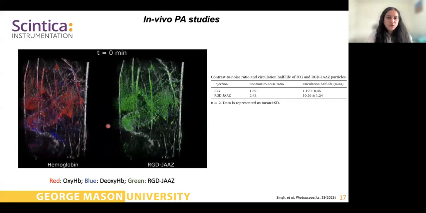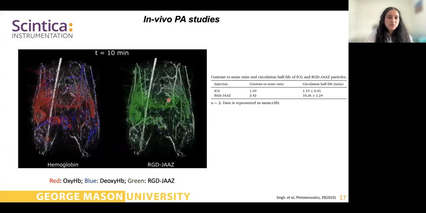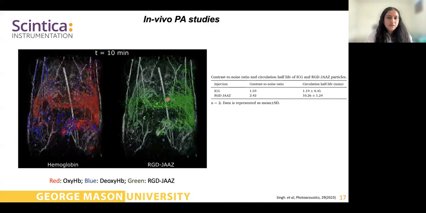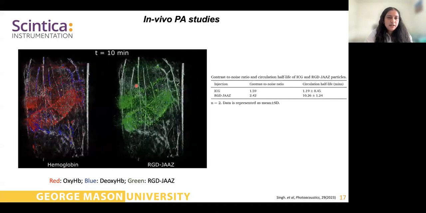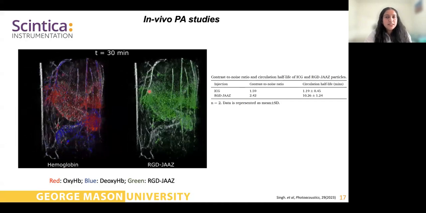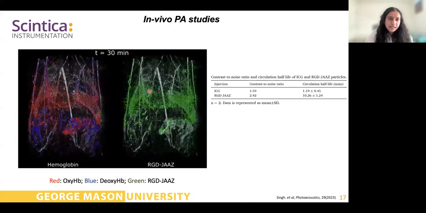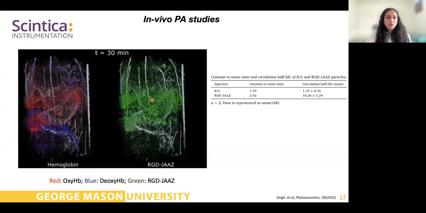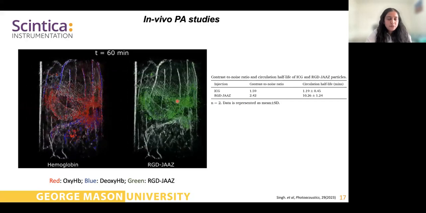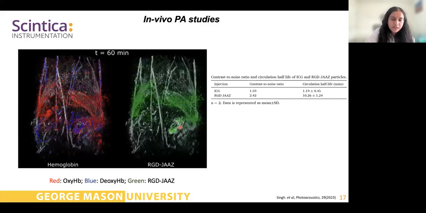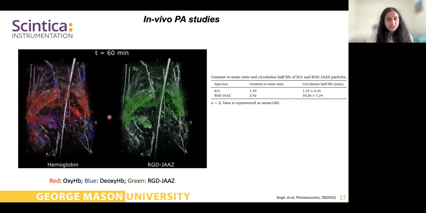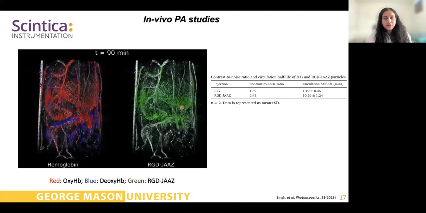But the biodistribution of this contrast agent seems to be in the blood-rich organs. As you can see in this 3D video, the contrast agent accumulates within the liver and the spleen, which are blood-rich organs, but it can clearly be detected against oxy and deoxyhemoglobin. And the contrast agent stays in circulation for up to 90 minutes, as you'll be able to see in this video over here, and is able to give enhanced visualization of these blood-rich organs.